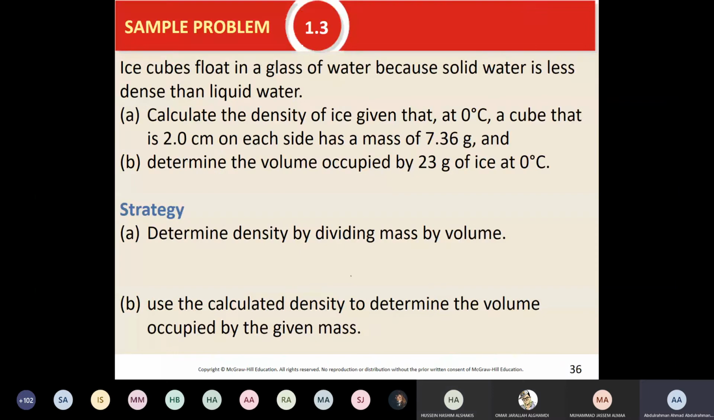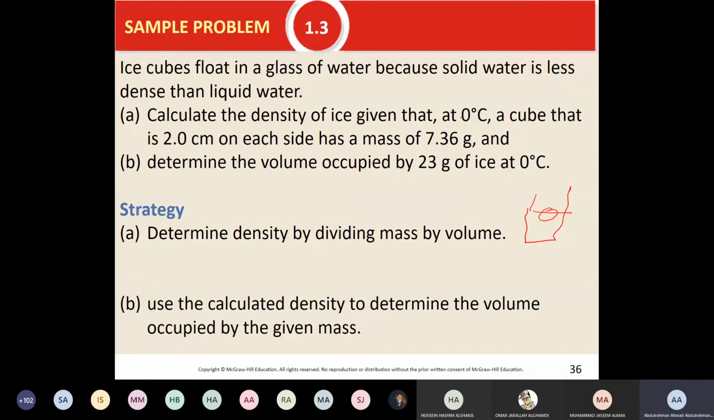Okay, good. All right. A cube floats in a glass of water because of this. Of course, if you have a cup with water in it and you add ice to it, where does the ice stay? Up, right? Why? Because the density of ice is less than the density of water. So what's the density of water? 1. So what is the density of ice? Less than 1.